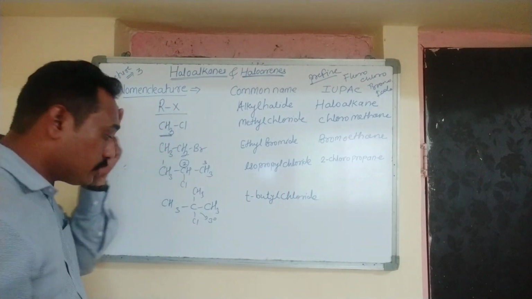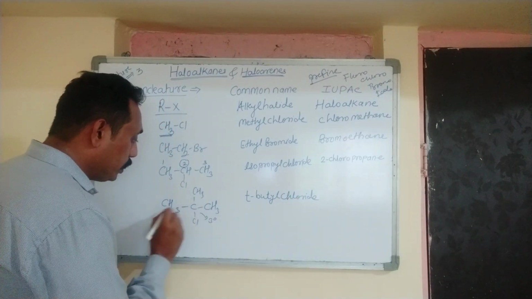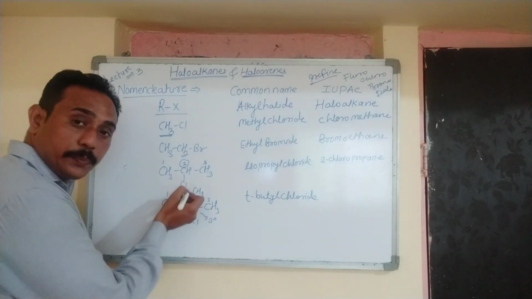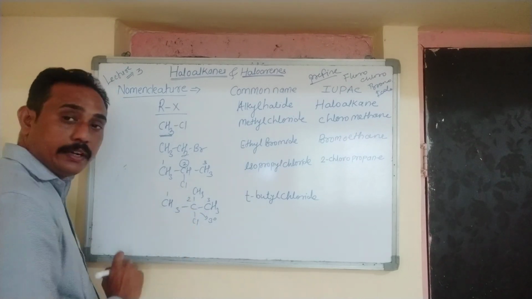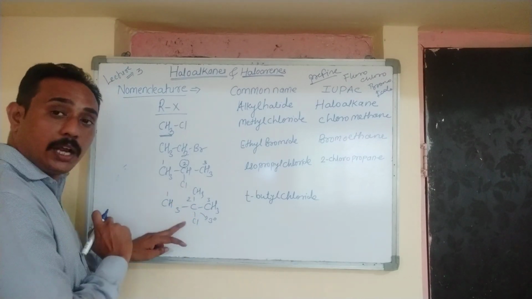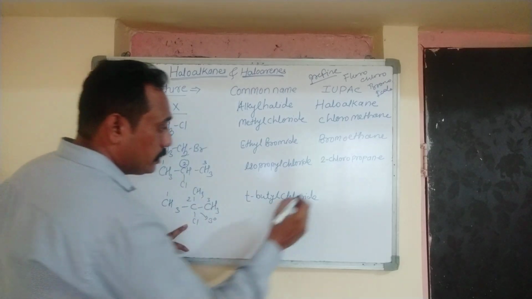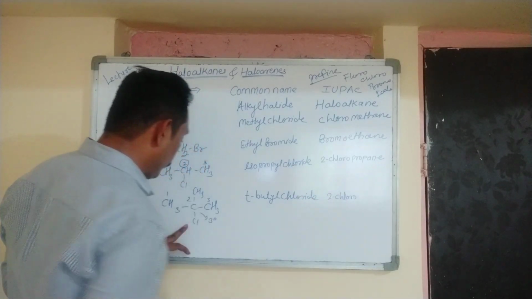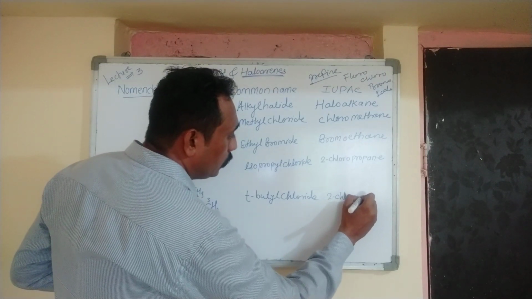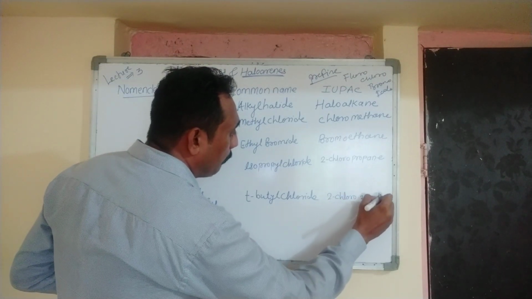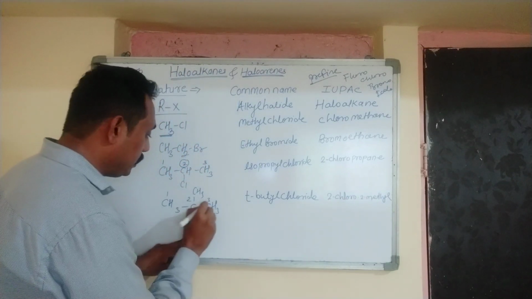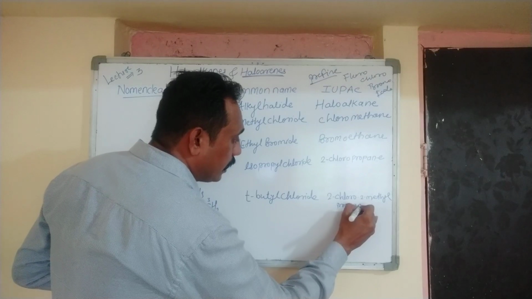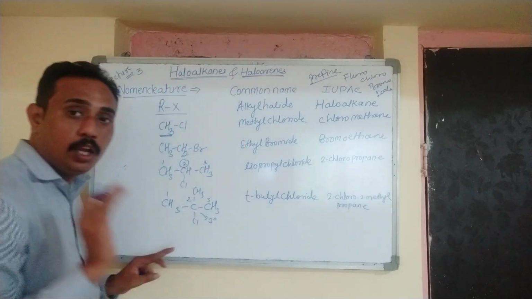But in the IUPAC system we have to number it. The first rule is the numbering rule, so 1, 2 and 3. Here 2 substituents are there. One is chloro, the other one is a methyl group. But we have to name them in alphabetical order. So chloro comes first. That's why we write 2-chloro, then 2-methyl. How many carbons in the straight chain? 3 carbons, that's why prop, and a single bond is there, that's why ane: 2-chloro-2-methylpropane.